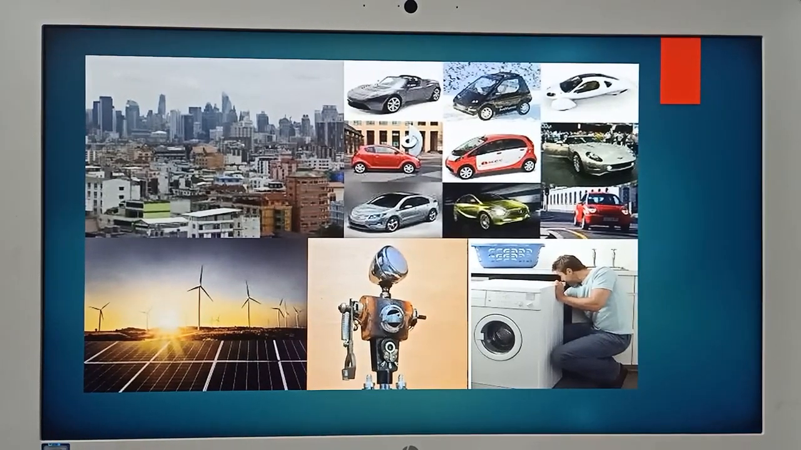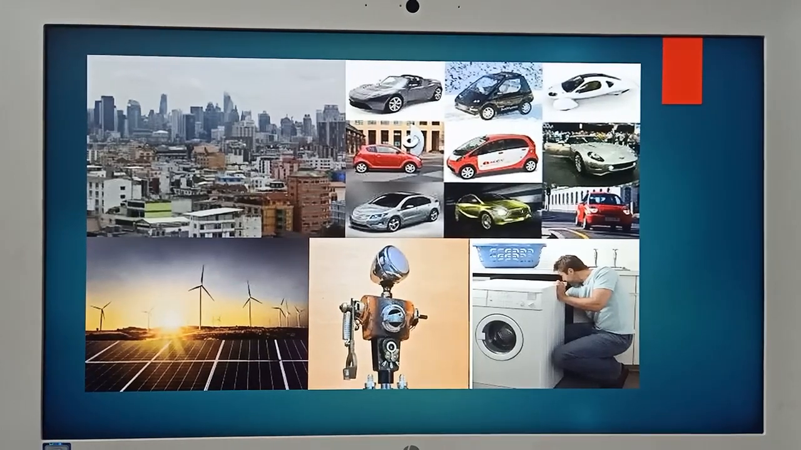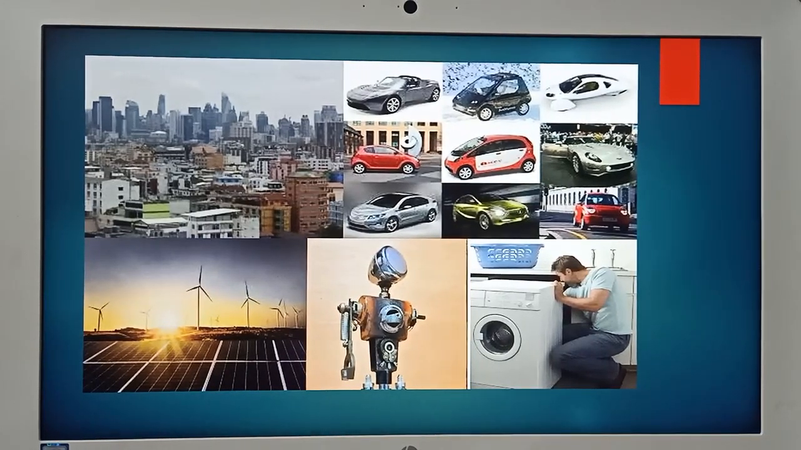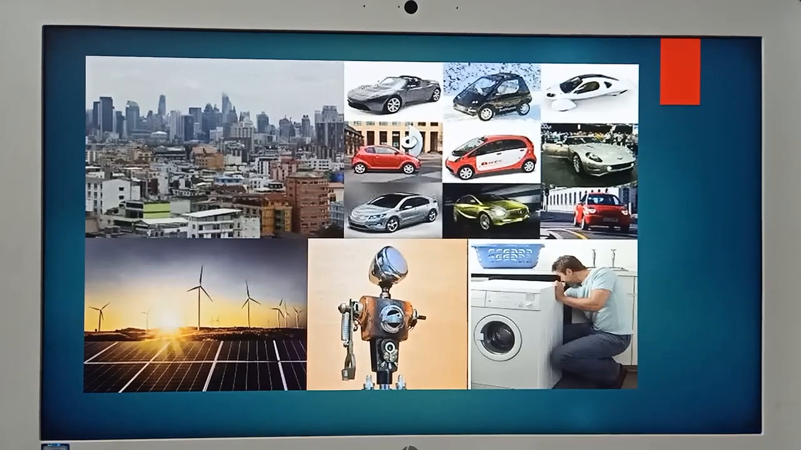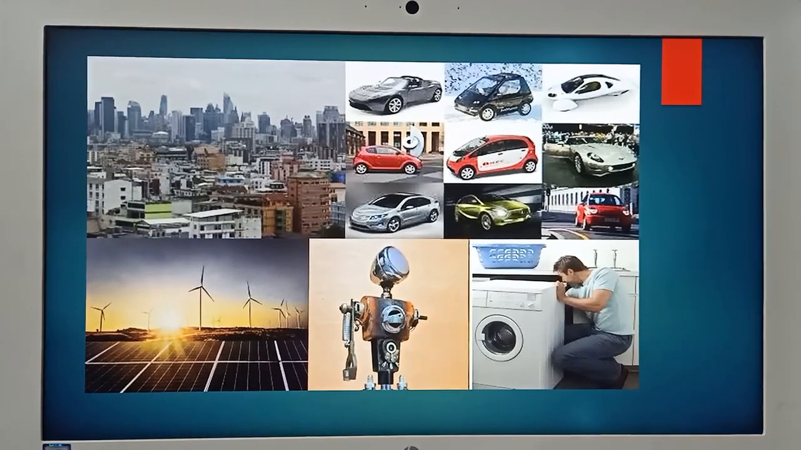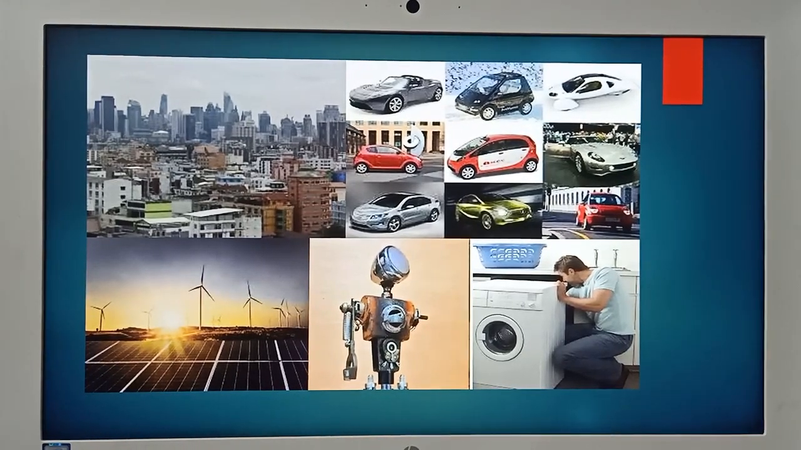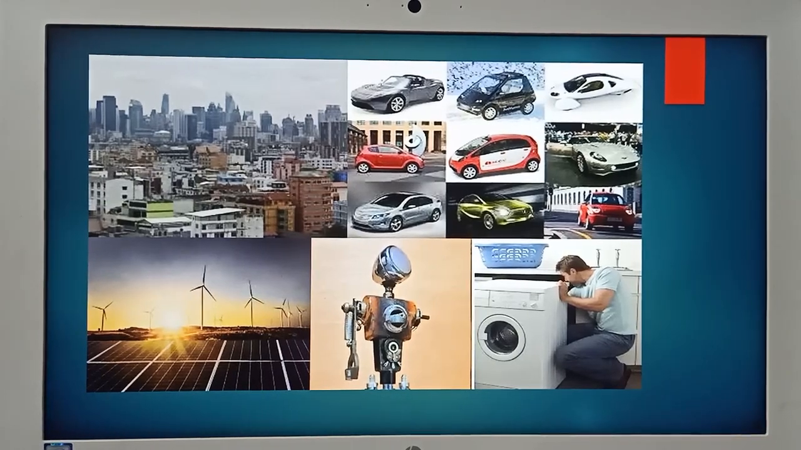We make cars, machines, etc. for our comfort. Just think about some more examples. This is how human beings modify natural environment.